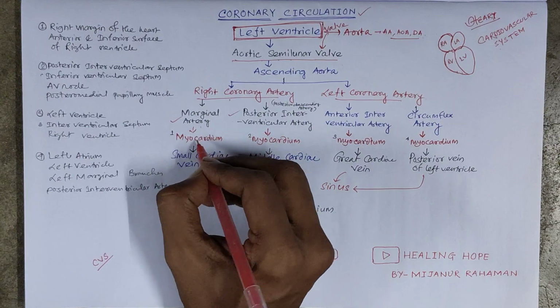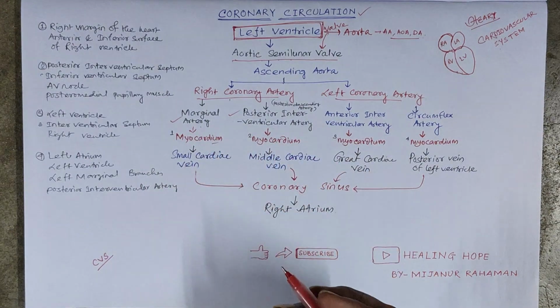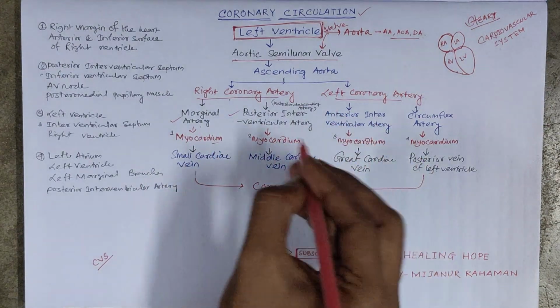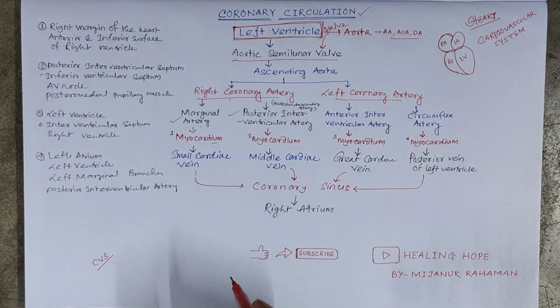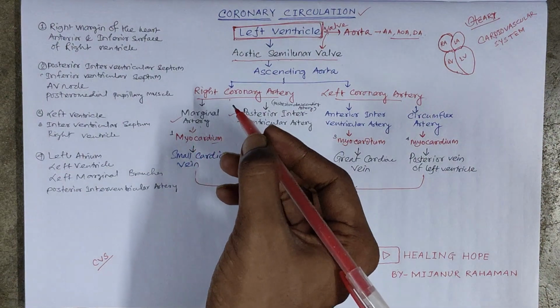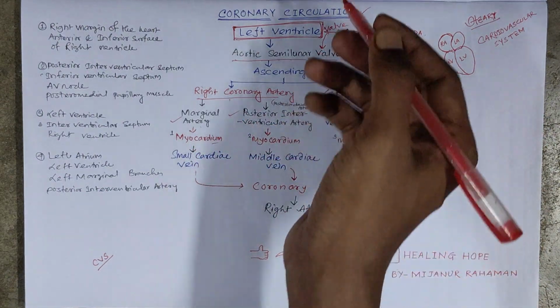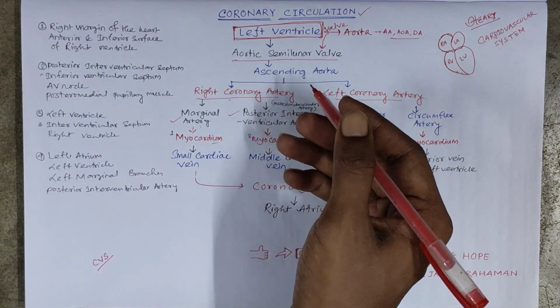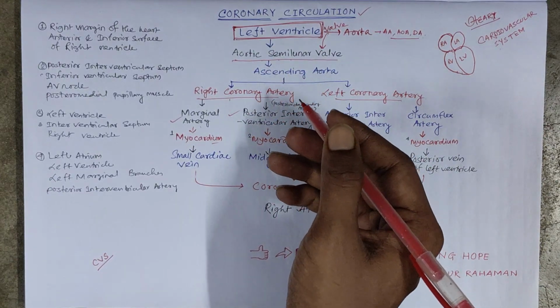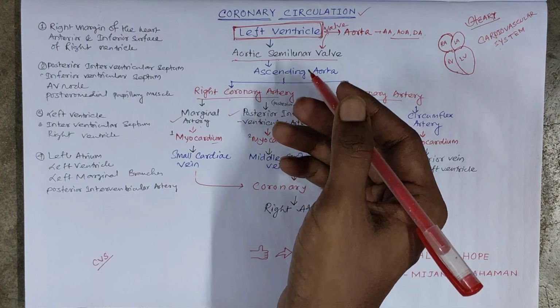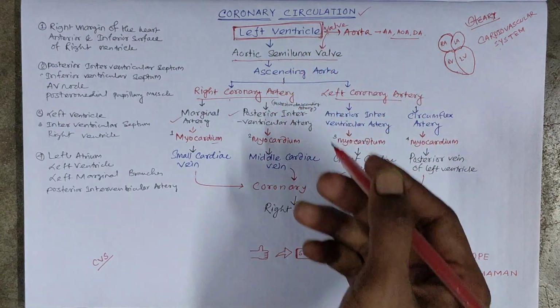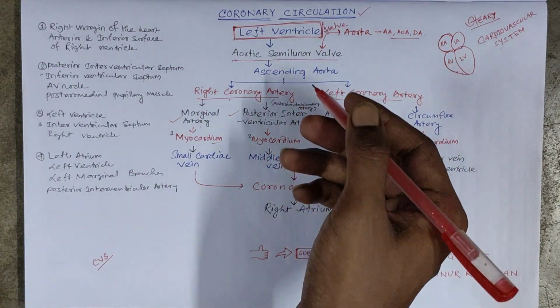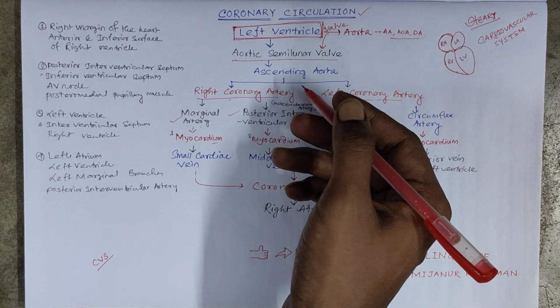Then the marginal artery supplies the myocardium. In the myocardium, which part? In the case of the marginal artery, it supplies mainly the right margin of the heart. If we take a heart, then the right marginal part of the heart is supplied by the marginal artery, and also the anterior and inferior surface of the right ventricle. So these parts are generally supplied by the marginal artery.